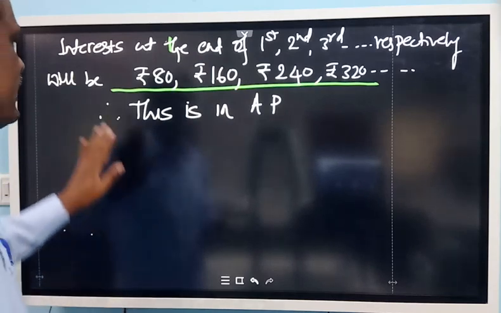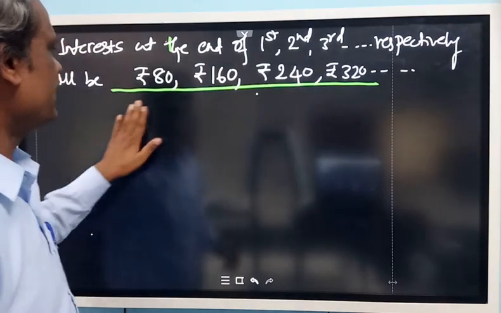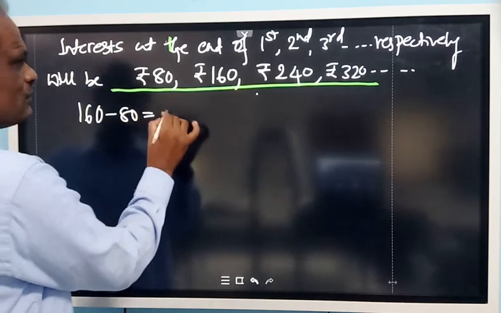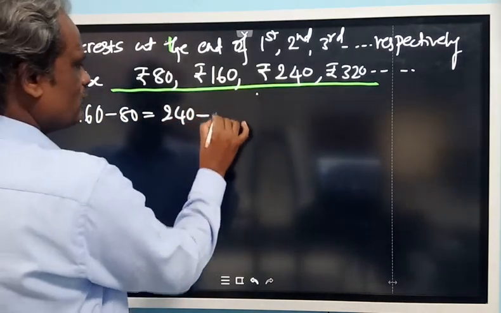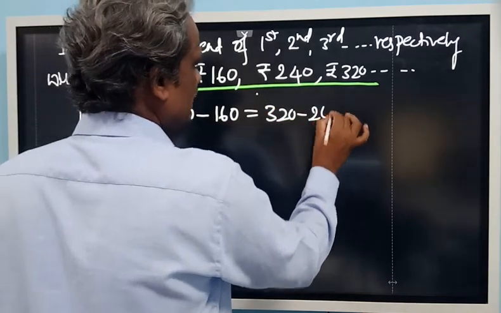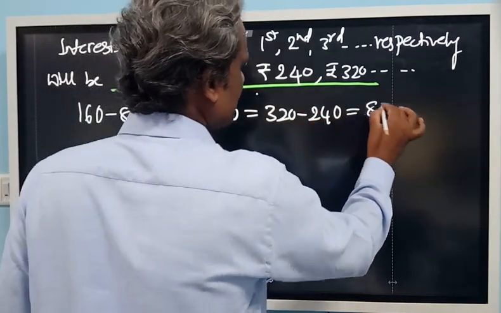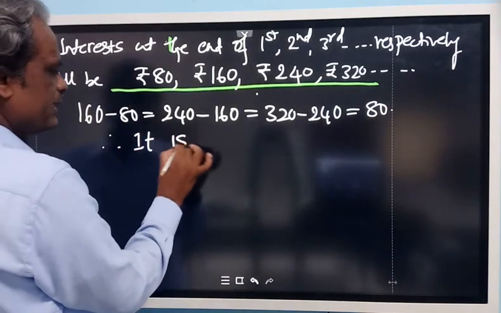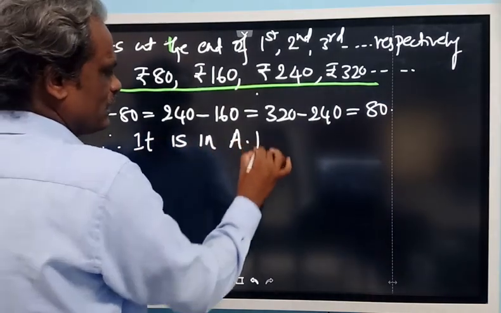You can write one more step. So you write the common difference: 160 minus 80 is equal to 240 minus 160 is equal to 320 minus 240. All these things are equal to 80 only. Therefore, it is in AP, arithmetic progression.